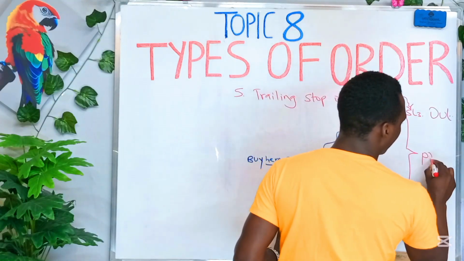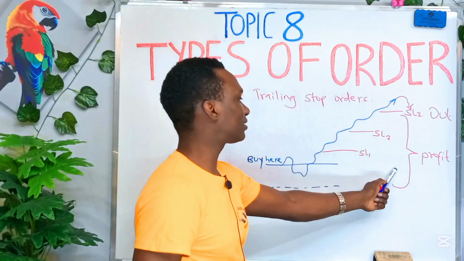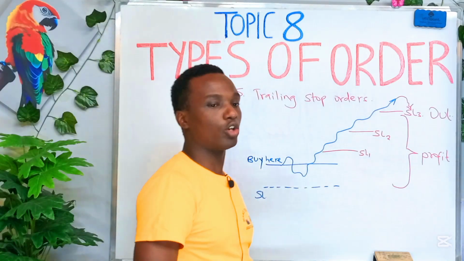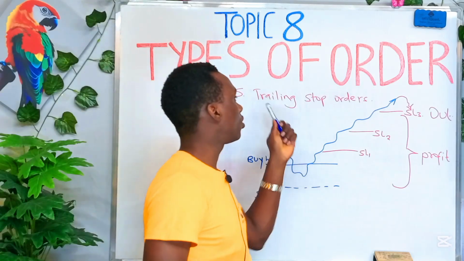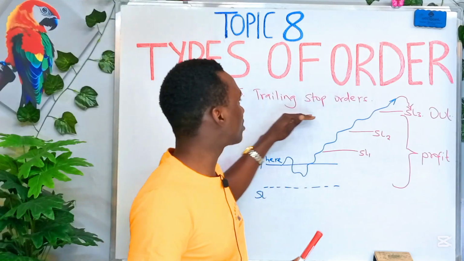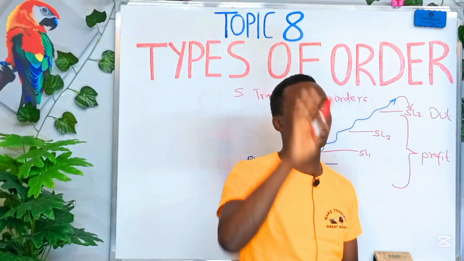Okay, because ideally there are times when the market will reverse, take your entry out, and even eat all your profits. Okay, yes, so I'm going to teach you how we use trailing stop orders in trending markets. Any question?